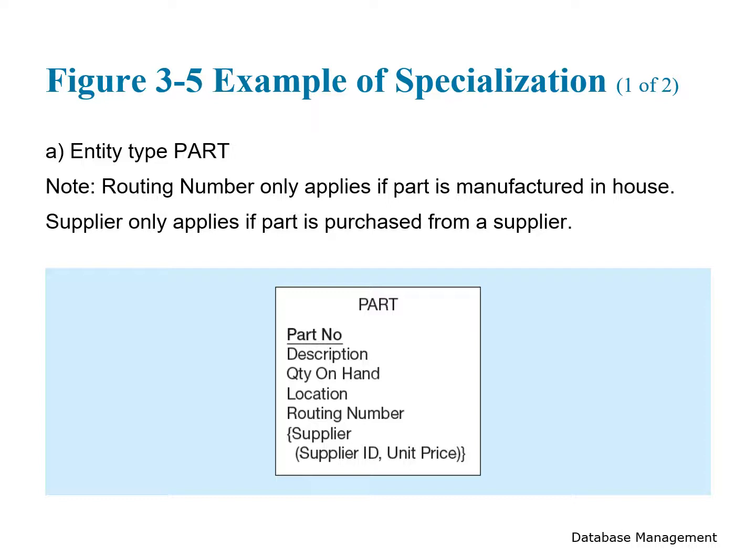Sometimes during conceptual modeling, we discover that certain attributes or relationships apply only to a subset of the entities in a given entity type. In this example, we have a manufacturing firm that may manufacture some of its own parts and purchase others. If the part is manufactured by the firm itself, it has a routing number, but if purchased, it does not. If purchased, it comes from a supplier, but if manufactured, it does not.